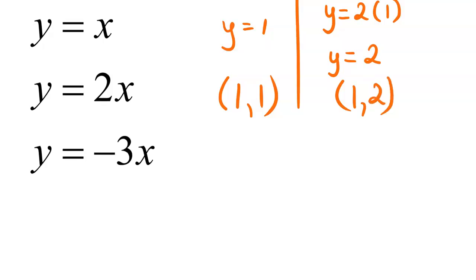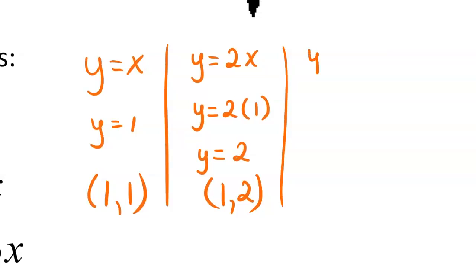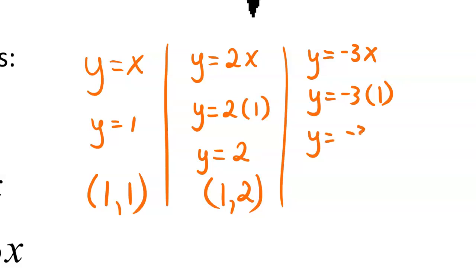Now this is our last one, y equals negative 3x. So y equals negative 3x. y equals negative 3. Input your value of 1. y equals negative 3 times 1 gives you negative 3. So when x was 1, y was negative 3.